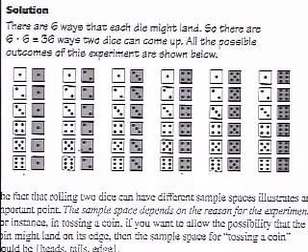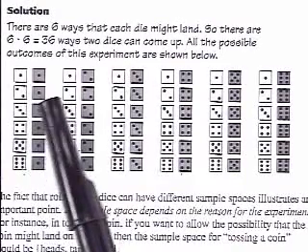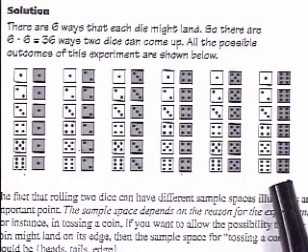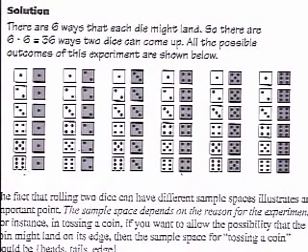So there's the sample space. You can see in the sample space you can roll two ones, you could roll a 2 and a 1, or a 1 and a 2, all the way up to 6 and a 6. So this would be the sample space for rolling two dice.